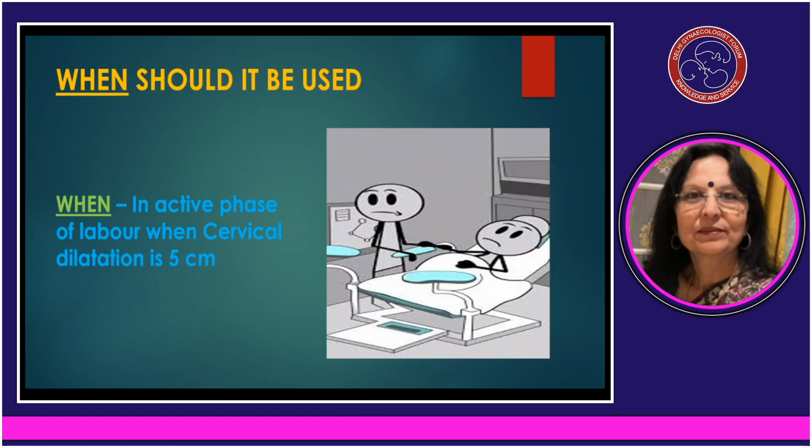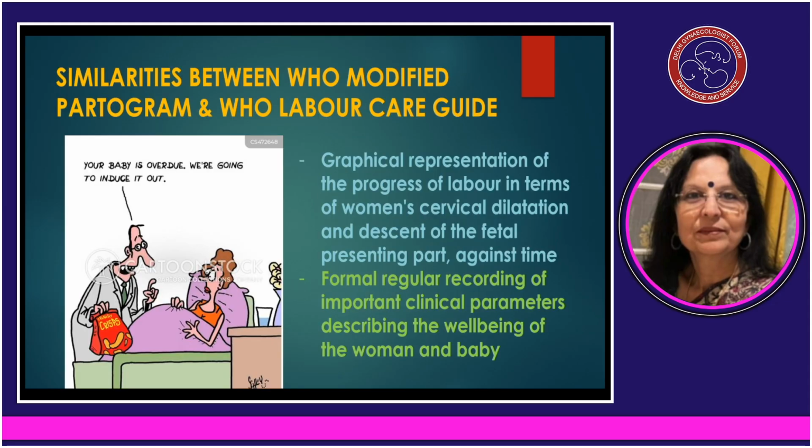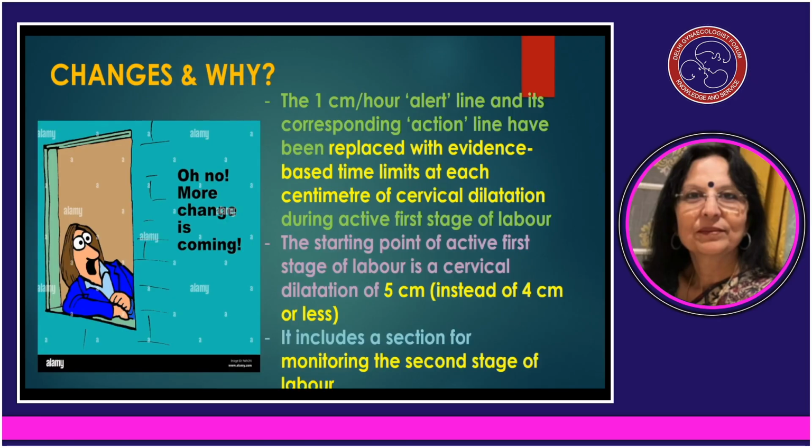And where should it be used? It should be used at all levels of healthcare facilities, although the plan of action will vary depending upon the level of care. So the similarity between the WHO partogram and the WHO labor care guide is that in this also the progress and the descent of labor is going to be plotted, and the well-being of the woman and the baby is going to be written. Now we will see what are the changes which have come up.